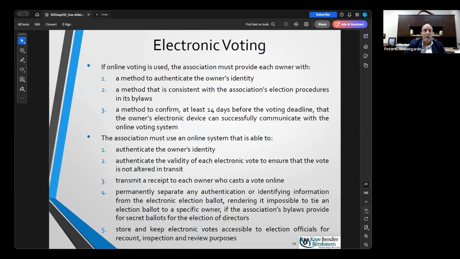The association must use an online system which is able to authenticate the owner's identity, authenticate the validity of each electronic vote to ensure the vote is not altered in transit, transmit a receipt to each owner who casts a vote online, permanently separate any authentication or identifying information from the electronic election ballot, rendering it impossible to tie an election ballot to an owner if the association's bylaws provide for secret balloting, and not all associations provide for that. We'll get to that a little later too. And store and keep electronic votes accessible to election officials for recount, inspection, and review purposes.